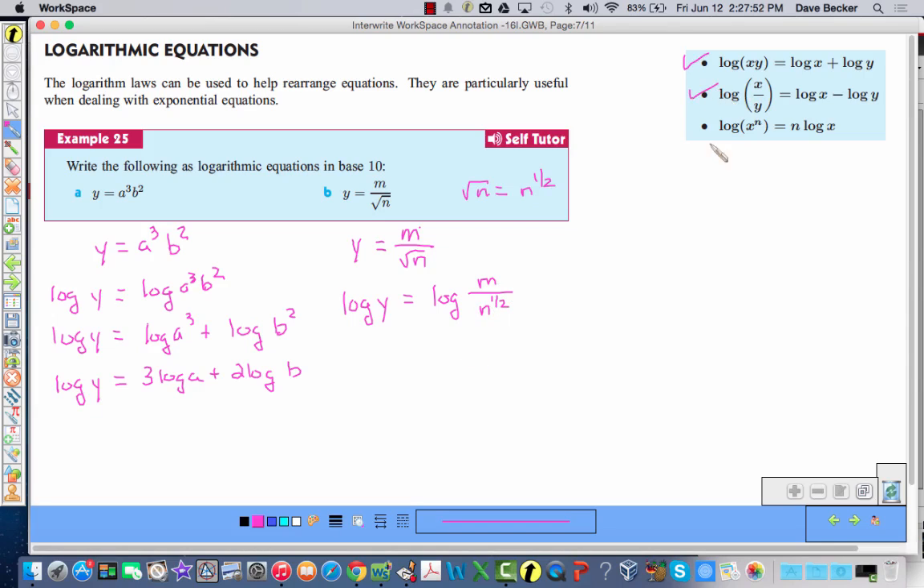And now I'm going to use this law right here. If I'm dividing two things, then taking the log of the division of two things, I can rewrite it as a subtraction. So log y is equal to log m minus log n to the 1/2 power. And then I'll use my exponential law there. Log y is equal to log m minus 1/2 log n. Booyah!